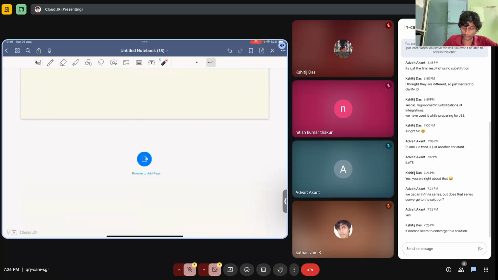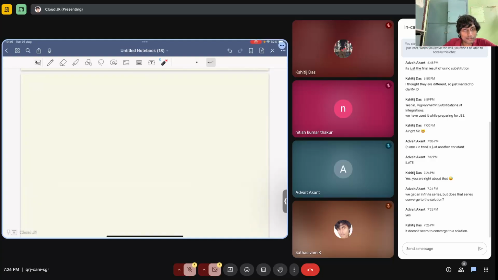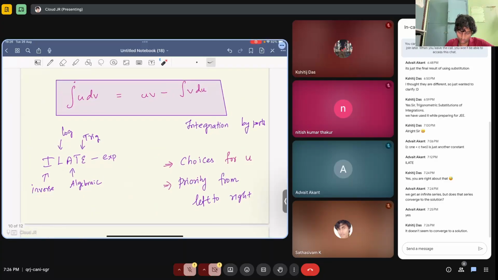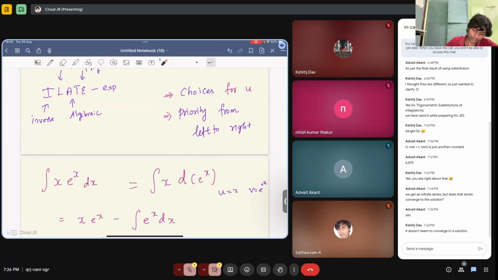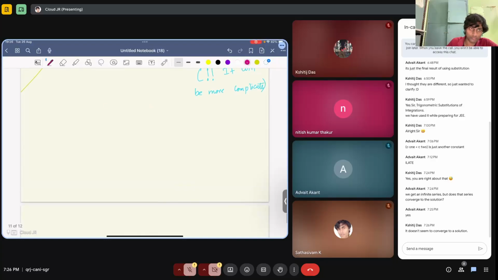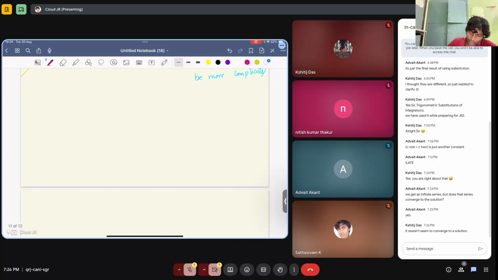Okay, so let's move on to different questions here. I have another example here, but I leave it as an exercise because we have only half an hour, and I have to do the numerical integration also. So let's say it is an exercise.